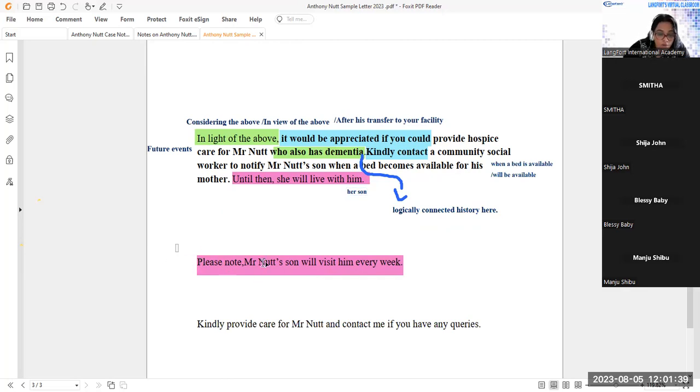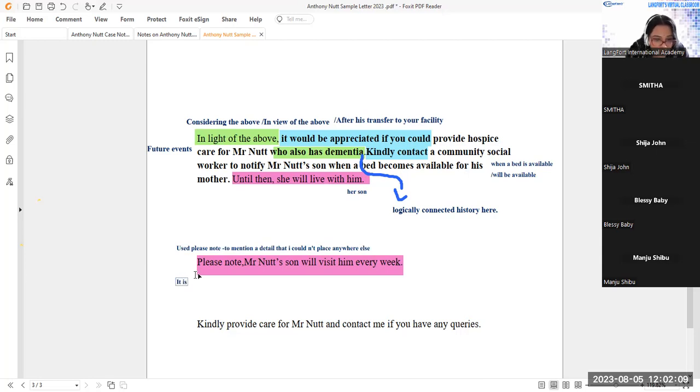So I've used please note to connect, to mention a detail that I couldn't place anywhere else. Okay, so that's how I've written this. And you are like, ma'am, I don't like please note, everybody is using it. I don't want to use please note. I want to use something else.